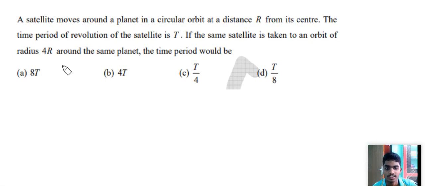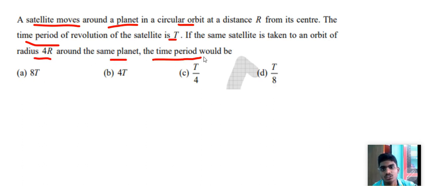Everyone. Here the question says a satellite moves around a planet in a circular orbit at a distance r from its center. The time period of the revolution of the satellite is T. If the same satellite is taken to an orbit of radius 4r around the same planet, the time period is definitely going to change, right? Because the radius is going to change, so the time period is going to change.